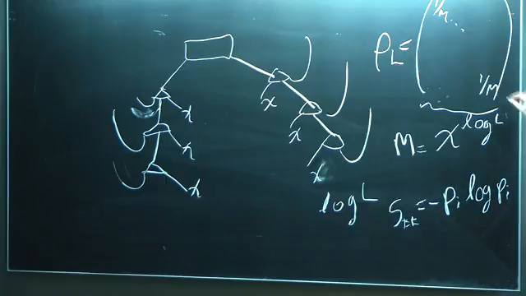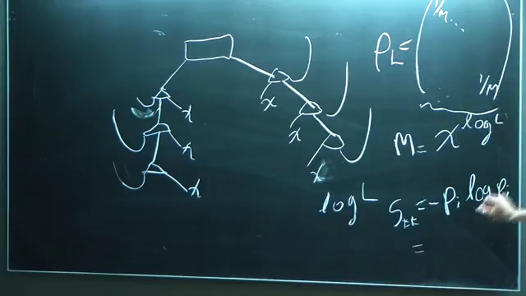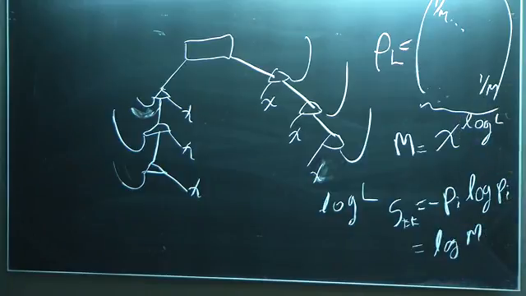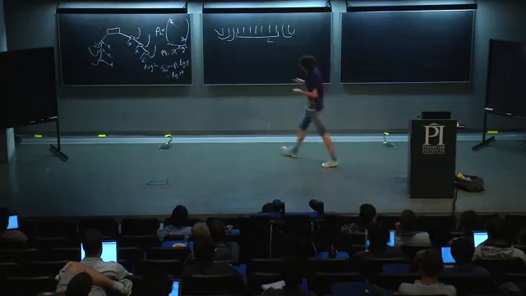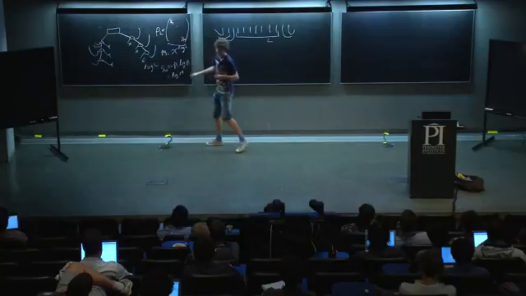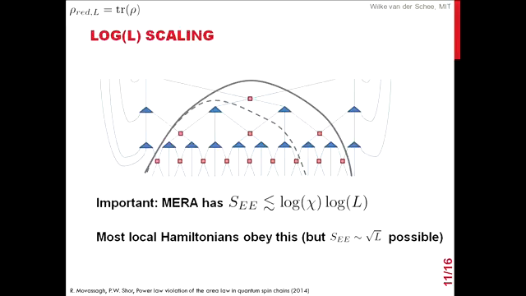And of course, the sum of these should be 1, because this is the sum of the probabilities, so it should be traceless. So what do you get? Well, if you sum all these p_i log p_i, if they're all 1 over M, the sum of the p_i will just give you a factor of M, and in the end, the entanglement entropy will just be minus log 1 over M, so it's log M. And log M is exactly this formula, because if you take the log of chi to the power log L, the log L comes down, so you have log chi times log L, which is the formula I wrote here on the slides. Is this clear?